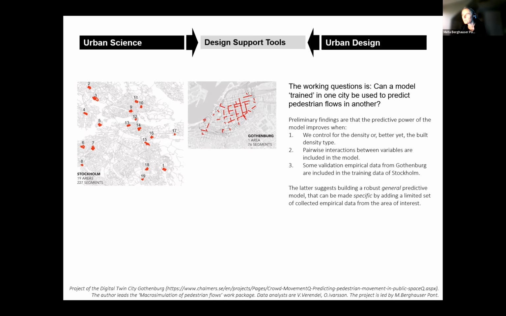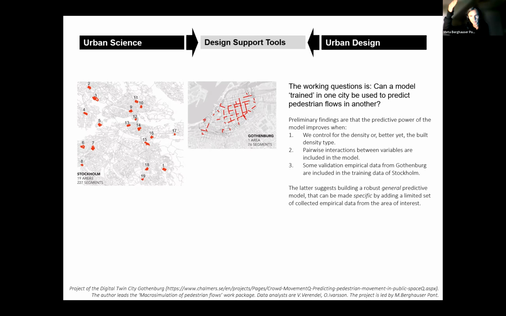And what we found until now is that if we control for density, or better yet, the density type, as I've been talking about, the predictive model becomes better. This confirms actually what we have been doing earlier in other studies. What we also found is that the pairwise interaction between the variables improved the predictive power of the model.